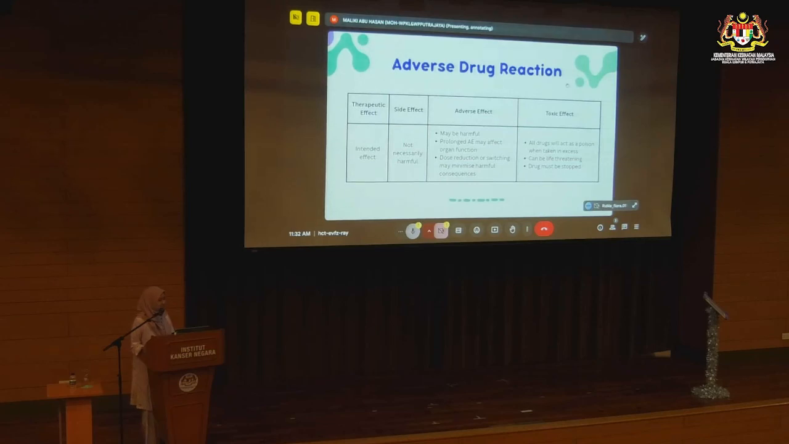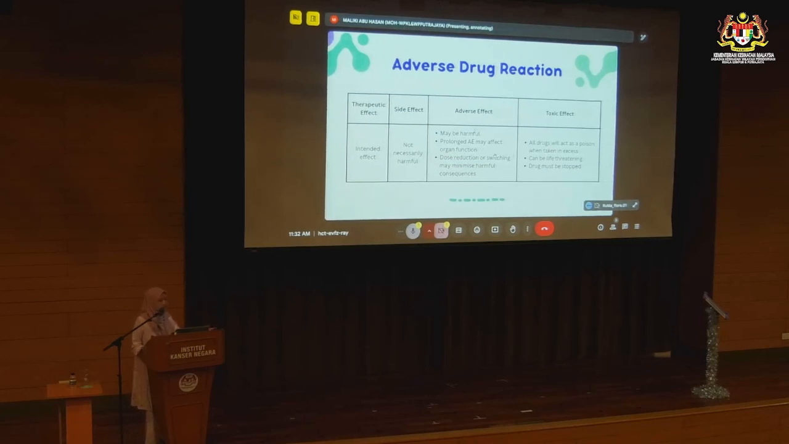Okay. So when we talk about adverse drug reaction, we have to consider what it means. You have the therapeutic effect, which is the intended effect of the drug. So with anti-seizure medications, you expect the seizure control to improve generally. A side effect is not necessarily harmful. So you can use a lot of the drug side effects for other purposes as well. Okay, an adverse effect may be harmful.